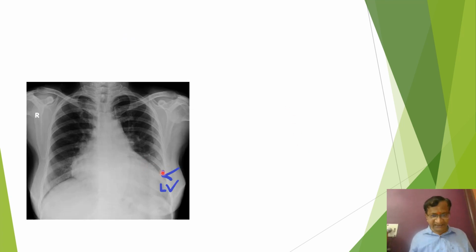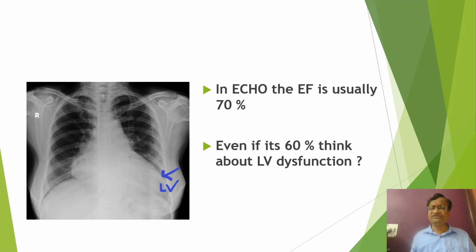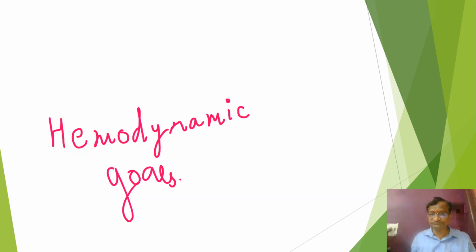Now you see a dilated LV. People say, cardiac opinion and echo, EF is 70%, normal. Don't think so. Here, even if the EF is 60%, you have to think. In mitral regurgitation, EF is usually 65 plus. That is very important. So if you have an EF less than that, we should think there is some LV dysfunction. Even 55 is sometimes LV dysfunction in MR.